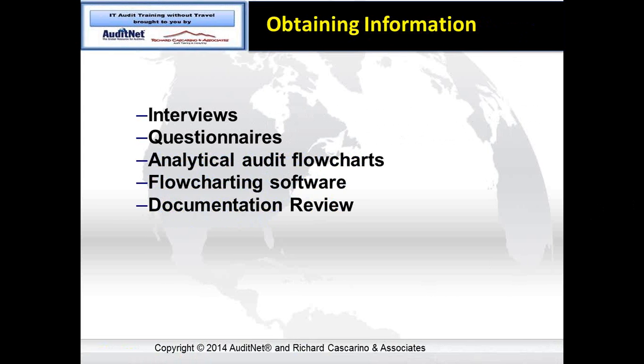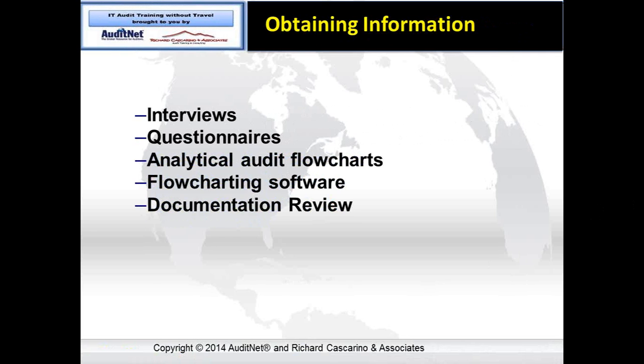Tools to obtain information. We can use interviews. You can use questionnaires. And you can send questionnaires electronically, bring in the results, and analyze the results electronically. That makes it a CAAT. We talked about using analytical audit flowcharts, using flowcharting software. We can do documentation review by bringing documentation in electronically and then looking for keywords using hypertext searches. That makes it a CAAT.